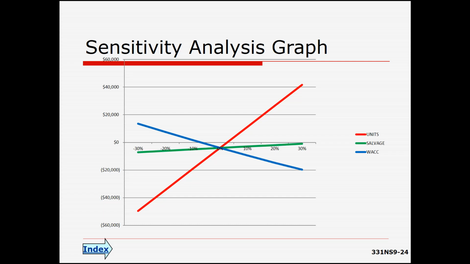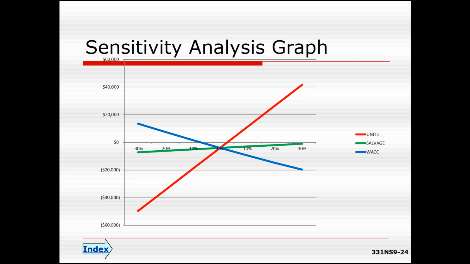The salvage value line, the green line, is the flattest and upward sloping. It's again a direct relationship. The cost of capital line, blue, is downward sloping, indicating an indirect or inverse relationship with NPV. When the cost of capital, the discount rate, goes up, NPV goes down.